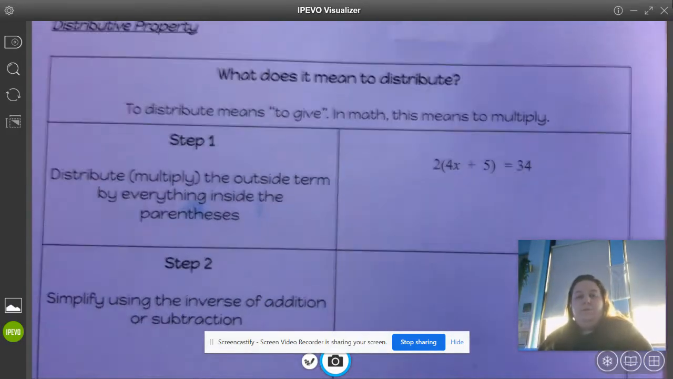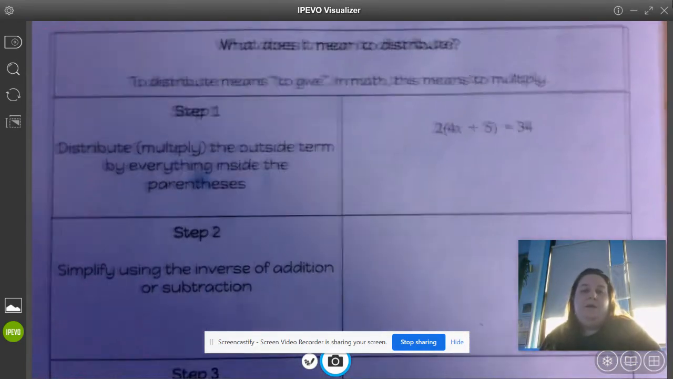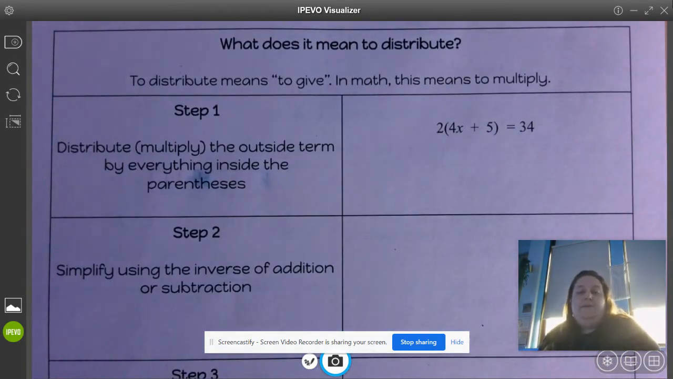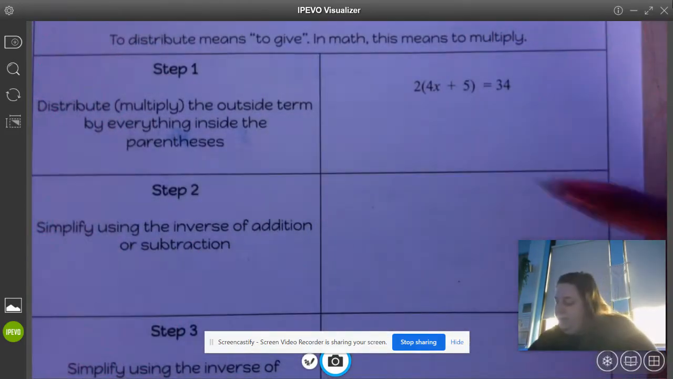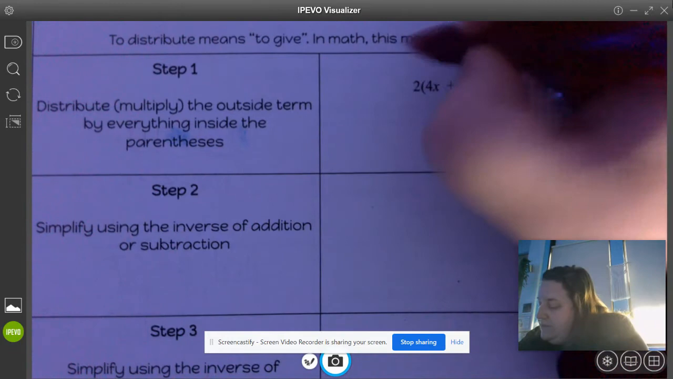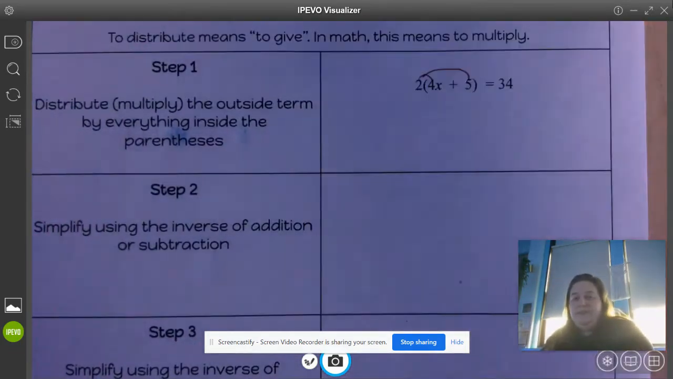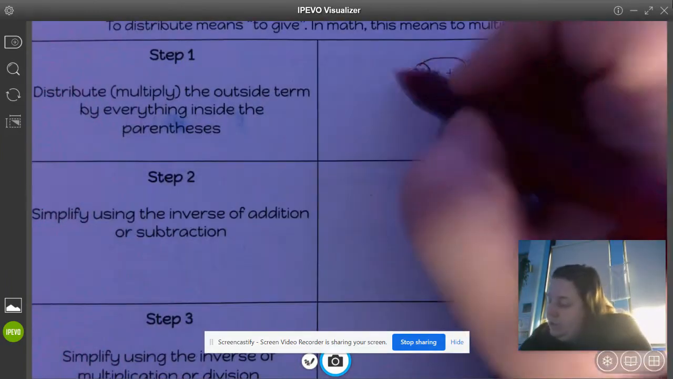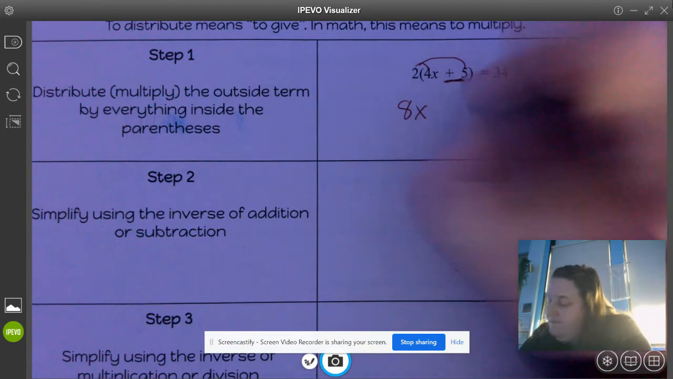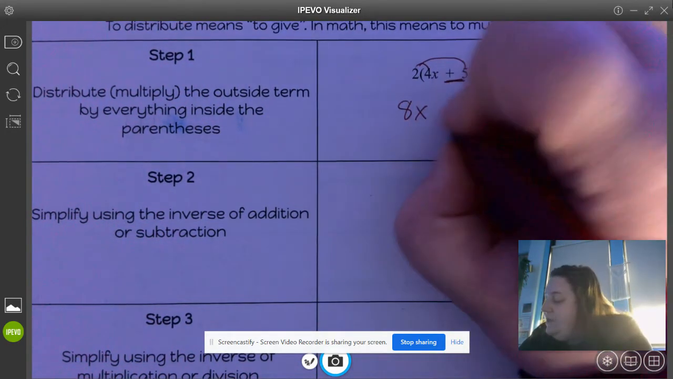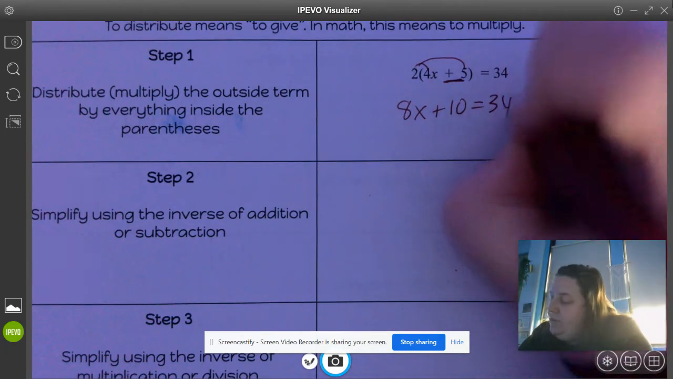So the other type of multi-step we've learned how to solve for is when we have the distributive property. To distribute means to give, and when we're talking about math, it means to multiply, okay? So if I have a problem with the distributive property like this, the first thing I want to do is distribute that outside term to everything inside, or multiply. So 2 times 4x gives me 8x, and then 2 times a positive 5, make sure you take the sign in front of it, that way it doesn't mess up your signs later, is 10 equal to 34.